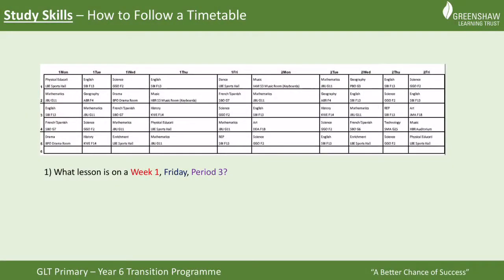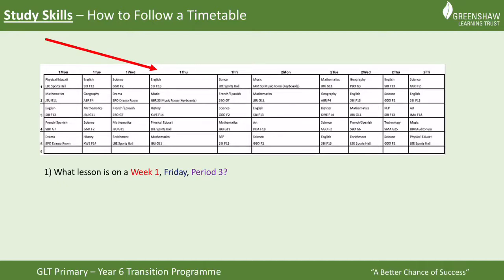Now we're going to start looking at how to follow a timetable. So the first question is, what lesson is on week 1, Friday, period 3? So period 3 is the same as lesson 3. So where would we start? We'd start by locating where is week 1. So Monday, Tuesday, Wednesday, Thursday, Friday with the 1 in front indicates that's week 1.